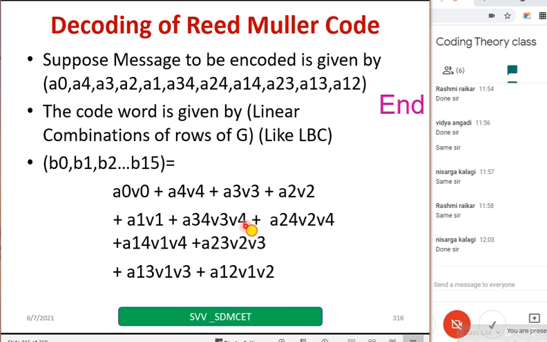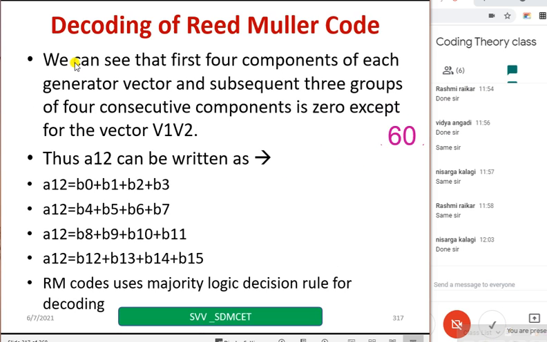Now we can see that the first 4 components of each generator vector, and the subsequent 3 groups of 4 consecutive components, are 0 except for the vector V1 V2. This sentence we are going to discuss in the next slide, and how we get these equations. Before that, remember one line: the Reed Muller code uses the majority logic decision rule for decoding. This one line you have to remember. These things we will discuss in the next slide. Just go through it, I'll give you 30 seconds, but the discussion we will do in the next slide.